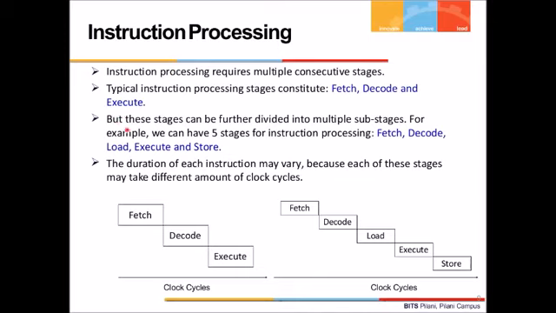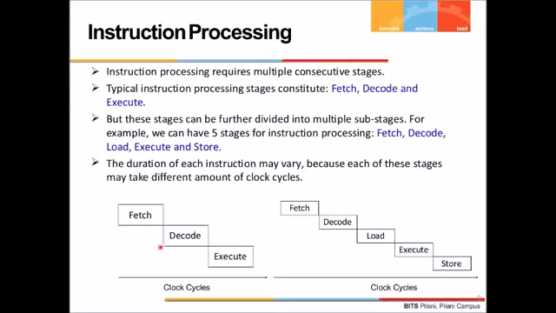These stages can be further divided into multiple sub-stages. For example, we can have 5 stages like fetch, decode, load, execute, and store. Right? This can be done. What we are doing is dividing this particular phase into multiple stages. So the execute stage became load, execute, and store. It depends upon the designer how many instruction processing stages it can have, but definitely it will have a minimum of 3 such stages, that is fetch, decode, and execute.